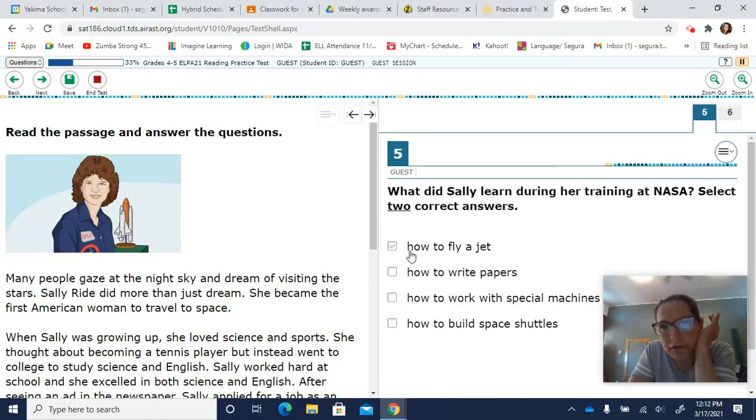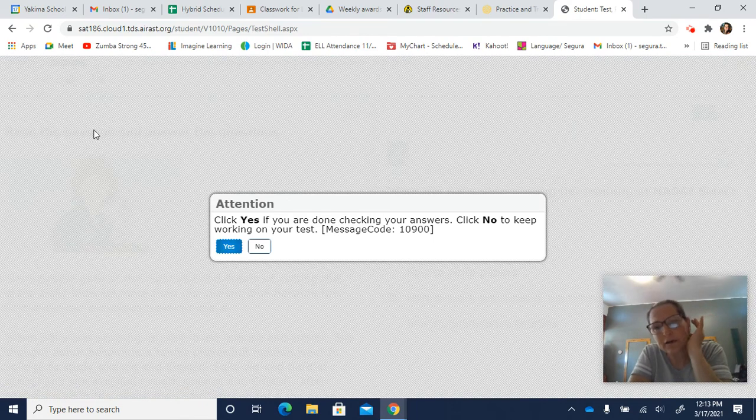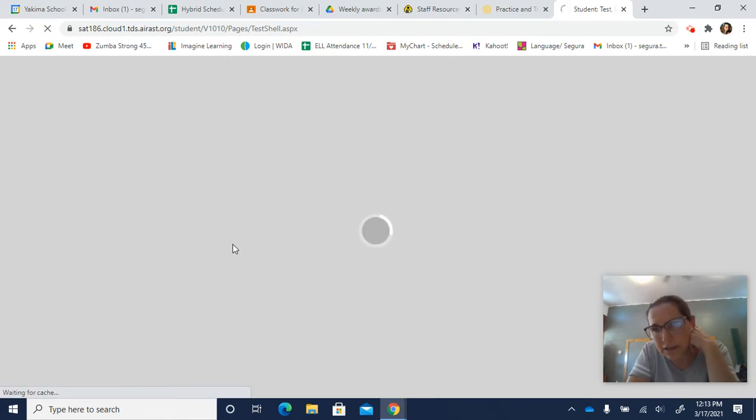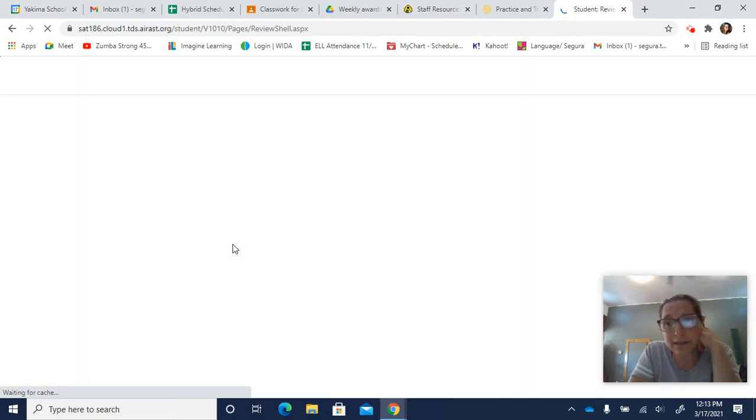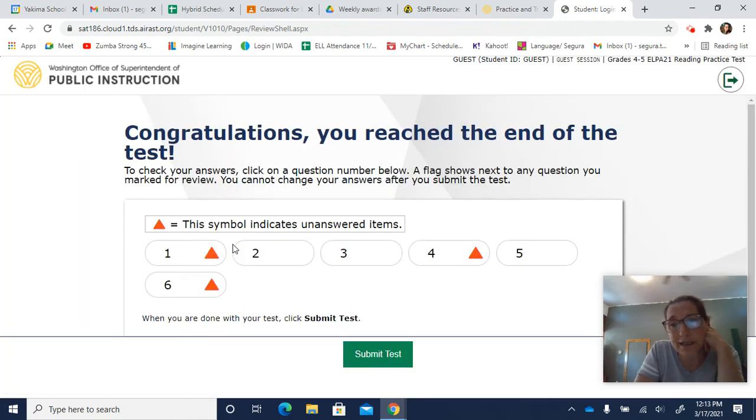And this one, it says pick two correct answers, so you can pick whatever two you believe. Remember, it'll darken when you pick them, and then you end the test. Now, I'm showing you how to skip, what happens when you skip answers. And please do these thoroughly. You will never have to take the test again.